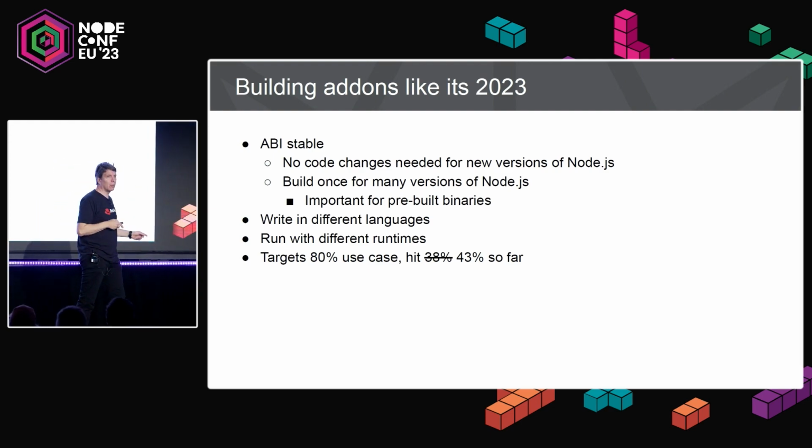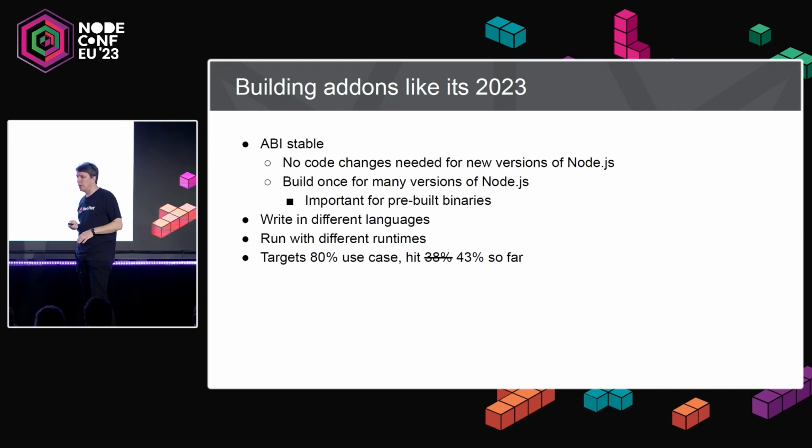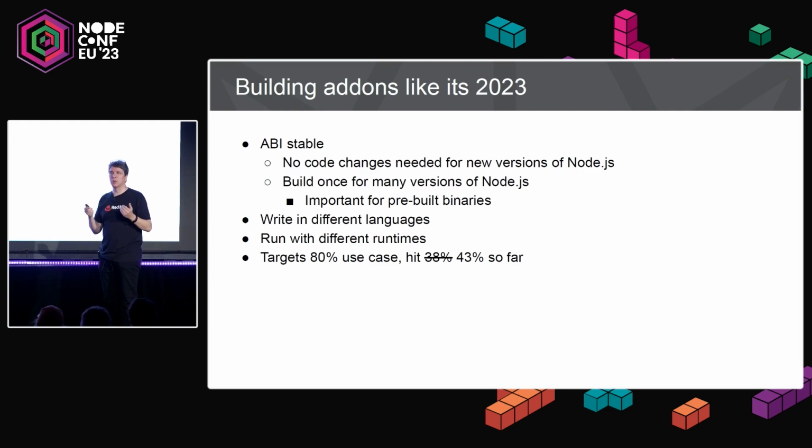Now, I mentioned earlier when we were starting to think about Node API way back in 2016, we targeted the 80% use case. And based on downloads, at least, I think I can say we've hit 43% so far. It was actually, I've got the 38%. That was like 2 or 3 months ago when I updated the talk for this round.